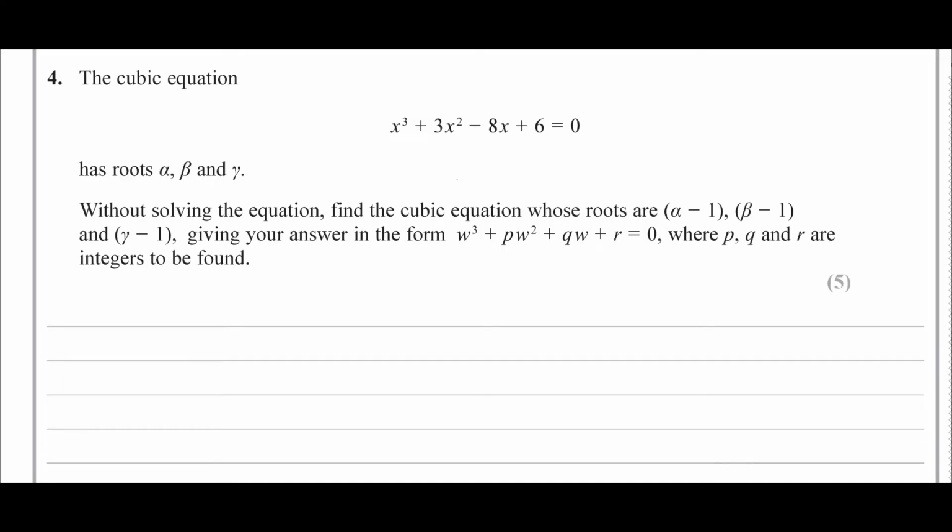Well, as with any cubic, let's define A, B, C, and D. For the cubic involving x's, A is equal to 1, B is equal to 3, C is equal to minus 8, D is equal to 6, and considering our cubic in W, A is equal to 1, B is equal to P, C is equal to Q, D is equal to R.